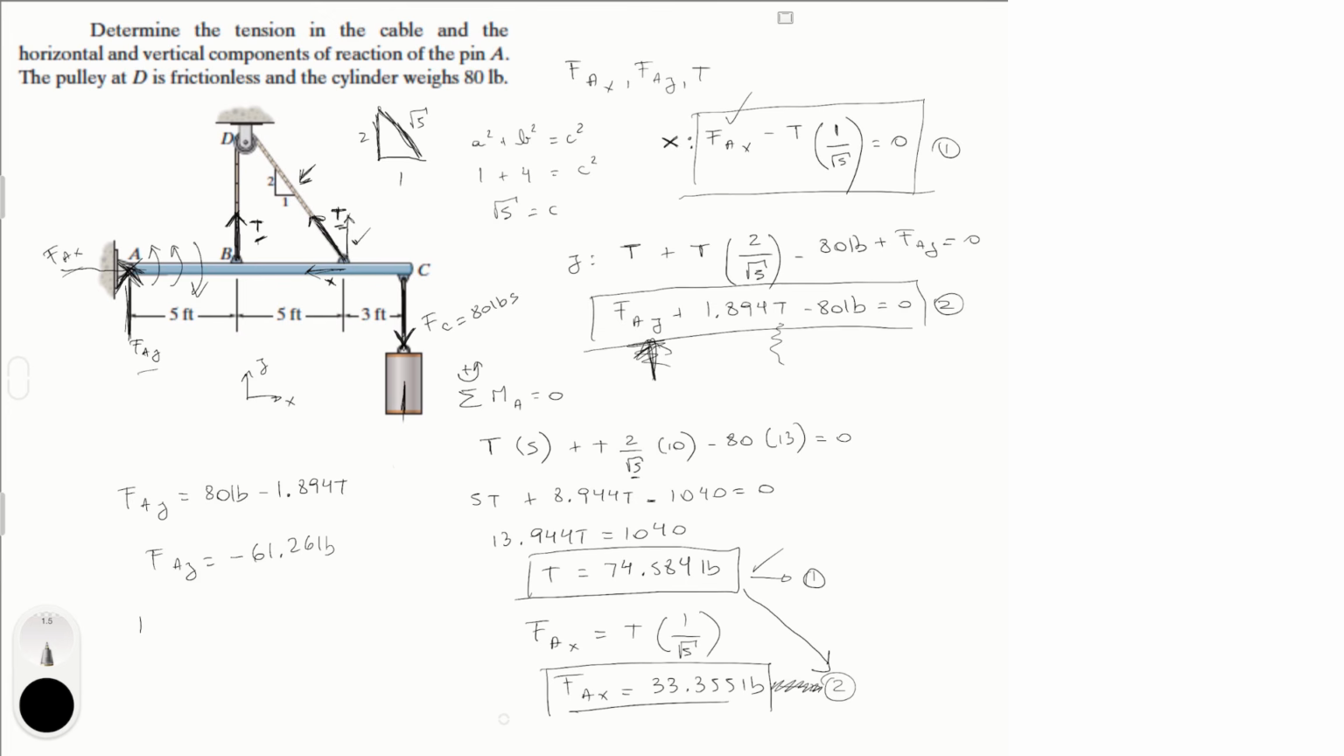So let me write down the final answer right here. The F of A reaction in Cartesian form is equal to 33.355 in the i minus 61.26 in the j, and this is in pounds. And the tension is equal to 74.584 pounds. Final answer for this problem.